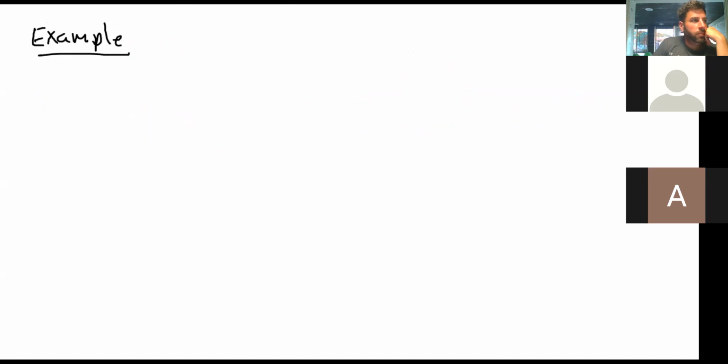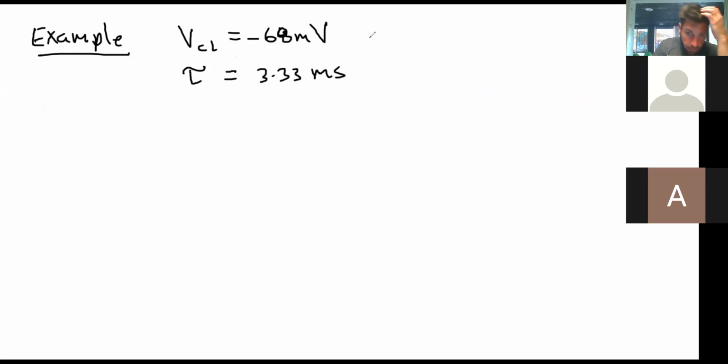So let's assume V sub CL is negative 68 millivolts. Tau, which is the standard one we'll use, is 3.33 milliseconds. And then the cell radius is 10 micrometers. And then here we'll use a similar I, so you can kind of mimic what we're going to do here.